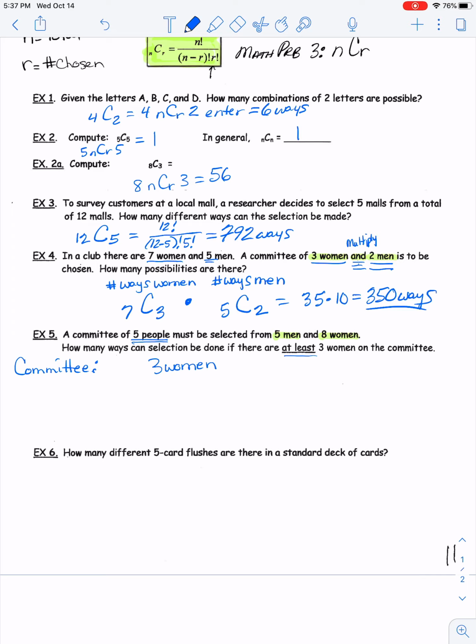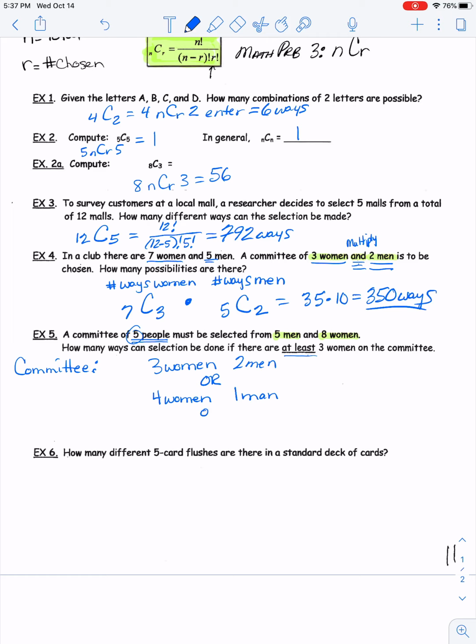Okay, if I have 3 women, then how many men would there be? Because I need 5 people, remember. I think I hear you out there saying there'd be 2 men. Or, since I have at least, I could have 4 women on the committee. Okay, 4 women, then I would have 1 man.